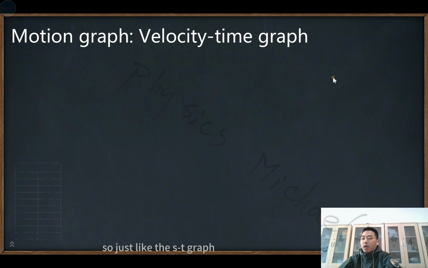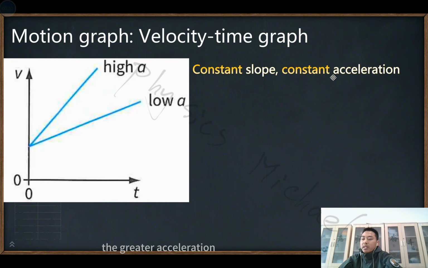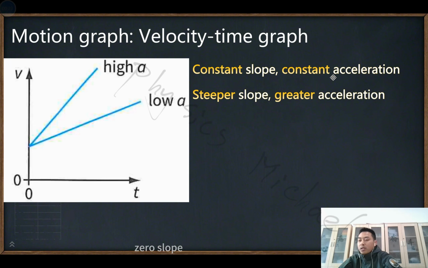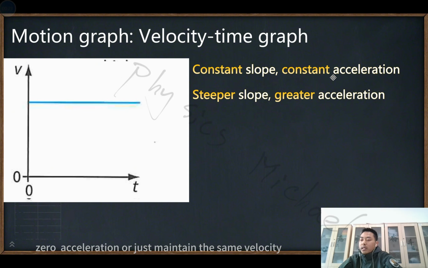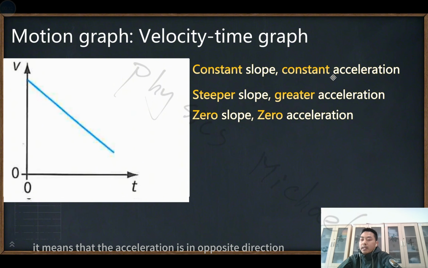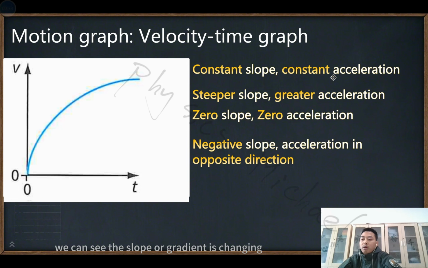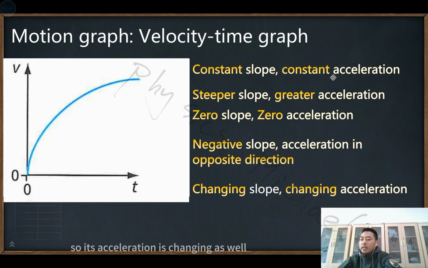So just like the ST graph, we can use the gradient of the VT graph to find out what kind of motion the object undergoes. For instance, if the graph shows constant gradient or slope, it means the object undergoes motion with constant acceleration. And the steeper the slope, the greater the acceleration. Zero slope, zero acceleration, it will just maintain the same velocity. Or if the slope is negative, it means that the acceleration is in the opposite direction. And look at this VT graph. We can see that the slope or gradient is changing, so its acceleration is changing as well.